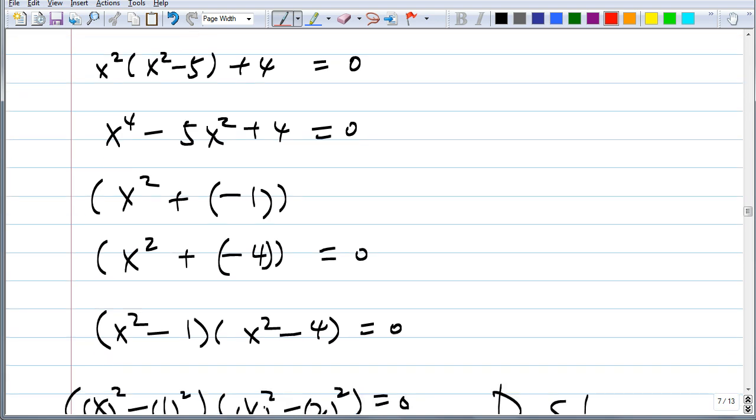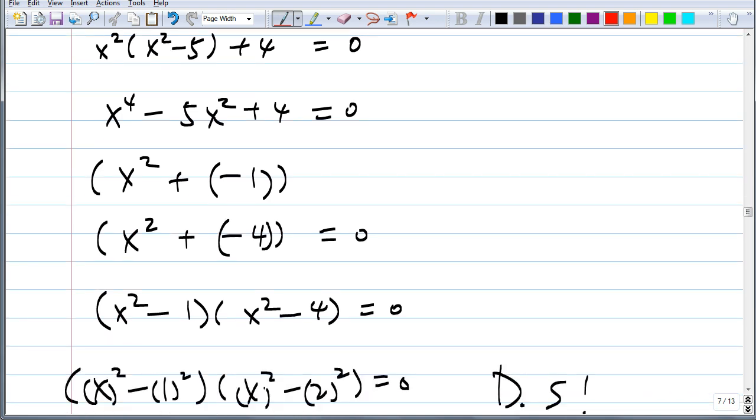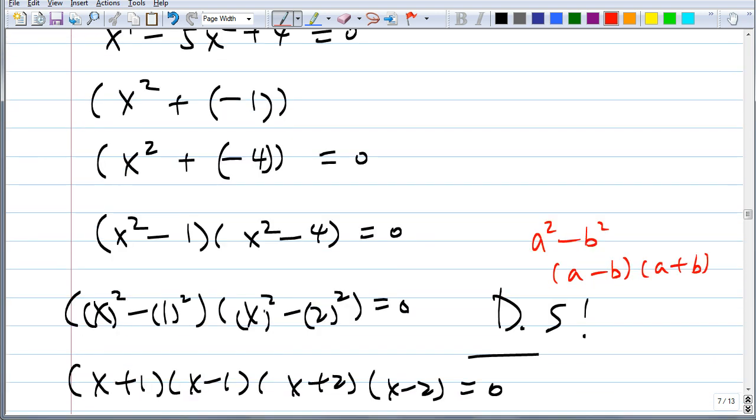No. Okay, what if I wrote it this way for you? Your a is x, your b is 2. What does that become? For difference of two squares, how do we factor x squared minus 2 squared? Ria, if I have a squared minus b squared, what does it factor to? a minus b times a plus b. Do you remember? Okay, so your a is x here, your b is 2. It becomes x minus 2 times x plus 2. Exactly.